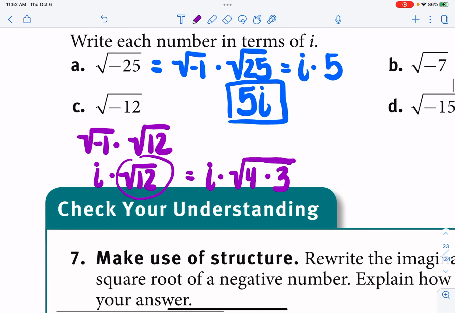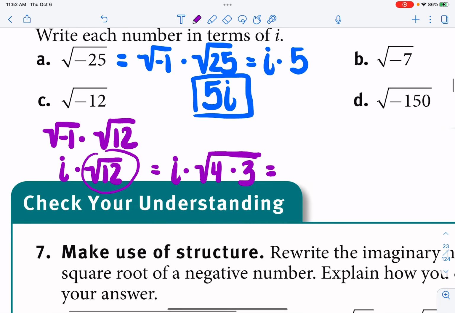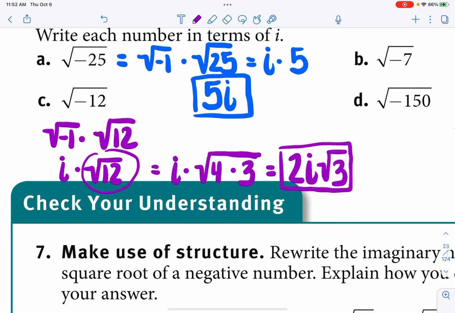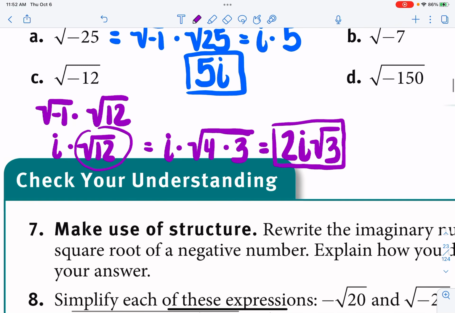Now looking here, the square root of 4 is just 2, so I can pull out the 2 in front of the i. So I'd have 2i, and I'm left over with the square root of 3. In this case, what you're doing is looking at your perfect squares, like 1, 4, 9, 16, 25, and so on, and asking whether you can divide the number underneath the square root by any of those. And in this case, I can.